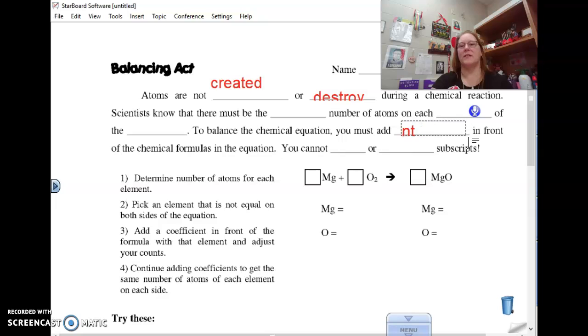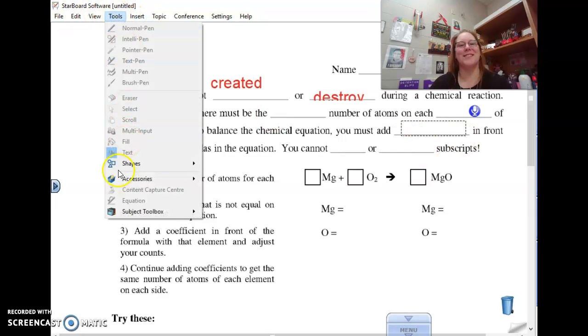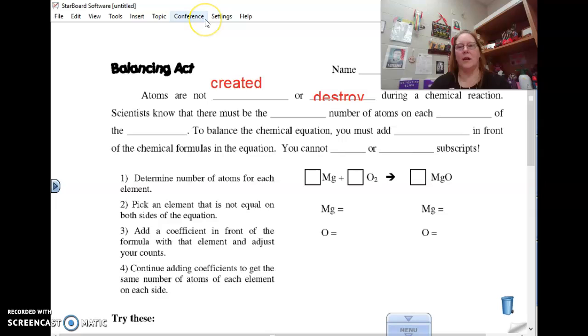You're going to add coefficients in front of the chemical formula in the equation. You cannot add or change subscripts. That's a huge no-no. You don't ever do that.